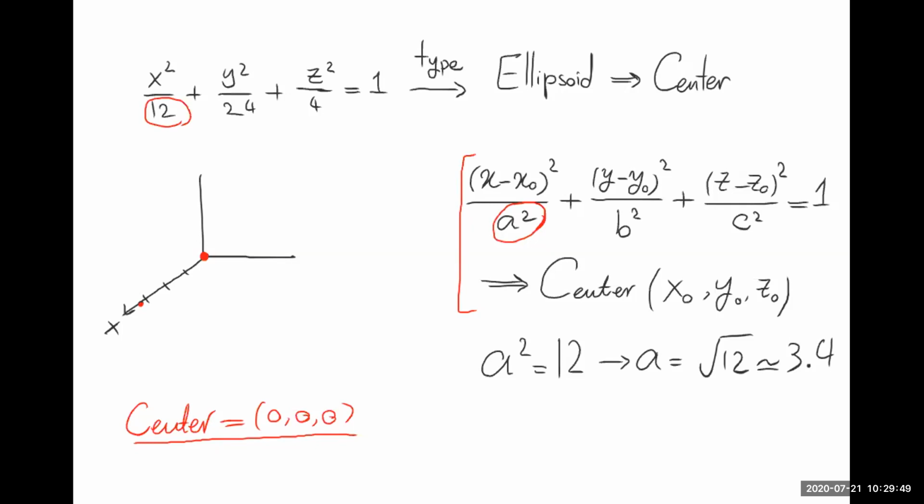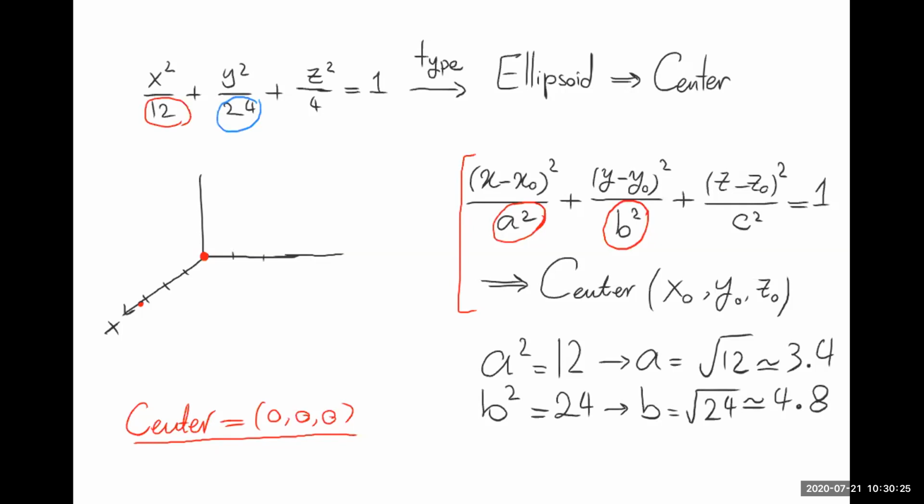Okay. The second denominator is b squared. B squared is equal to 24. Here we have 24, right? So b would be square root of 24. What is that approximately? Yeah, 4.8. Well, let's show that on the y-axis. 1, 2, 3, 4. Well, here 4.8, somewhere around here.